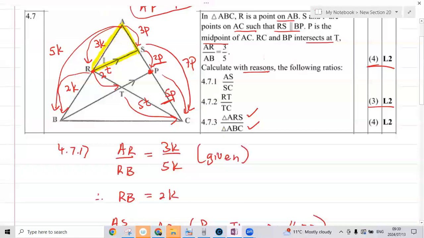So area of triangle ARS, I put that in yellow. And let's now look at ABC. ABC I'm going to do in green. Let's just go on the outside there. ABC.